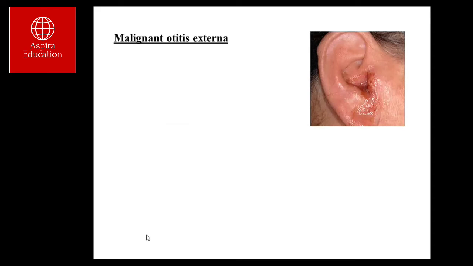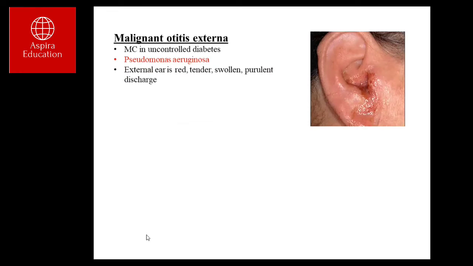Acute otitis externa or malignant otitis externa. So you might have seen just acute otitis externa, which is quite common in children, where there is inflammation of the external ear. But malignant otitis externa is specifically seen in uncontrolled diabetes, where the commonest organism is Pseudomonas aeruginosa.